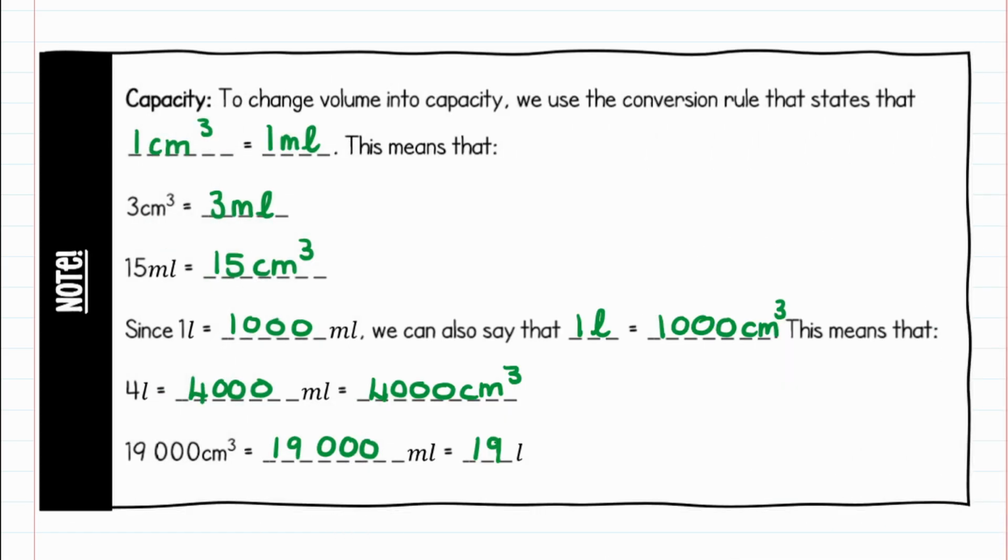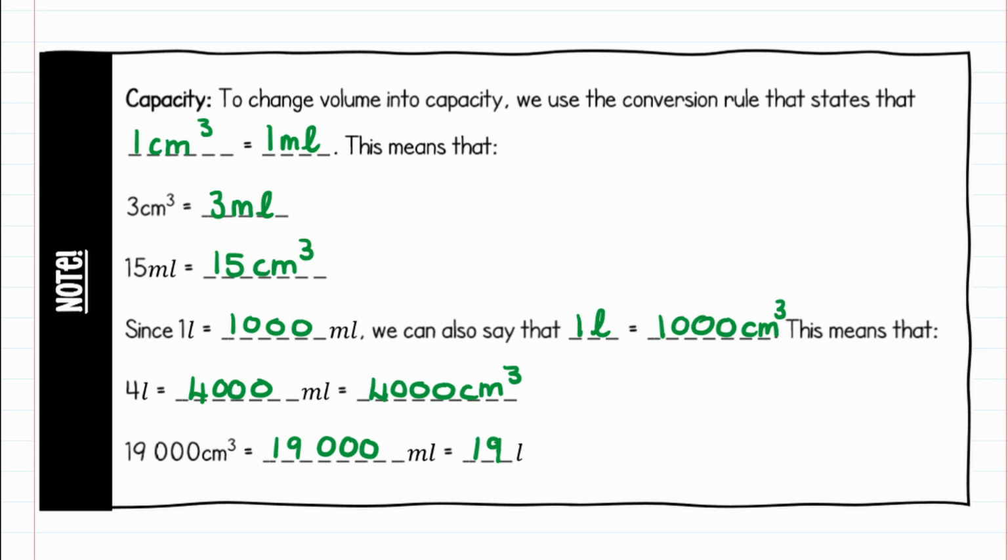The second thing we've learnt is that to change volume into capacity, we must use the conversion rule that states that 1 centimeter cubed is the same as 1 milliliter. That means that 3 centimeters cubed is 3 milliliters. 15 milliliters is 15 centimeters cubed. Since 1 liter is the same as 1,000 milliliters, we can also say that 1 liter is the same as 1,000 centimeters cubed. This means that 4 liters is the same as 4,000 milliliters, which is also the same as 4,000 centimeters cubed. In reverse, 19,000 centimeters cubed is the same as 19,000 milliliters, which is also the same as 19 liters.